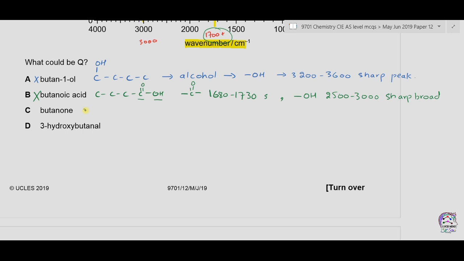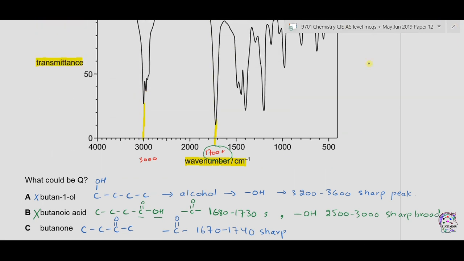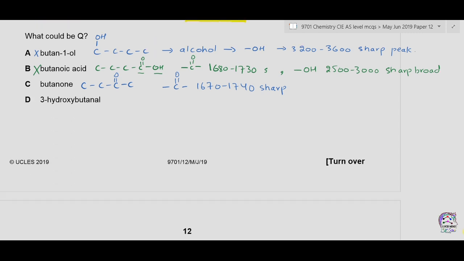C is butanone, so this is ketone. In ketone we just have carbonyl carbon present and the peak will be between 1670 to 1740, sharp and strong. This is the only peak that is present in butanone, as in this graph you can see that the sharp peak is present at 1700 plus, so it could be butanone.